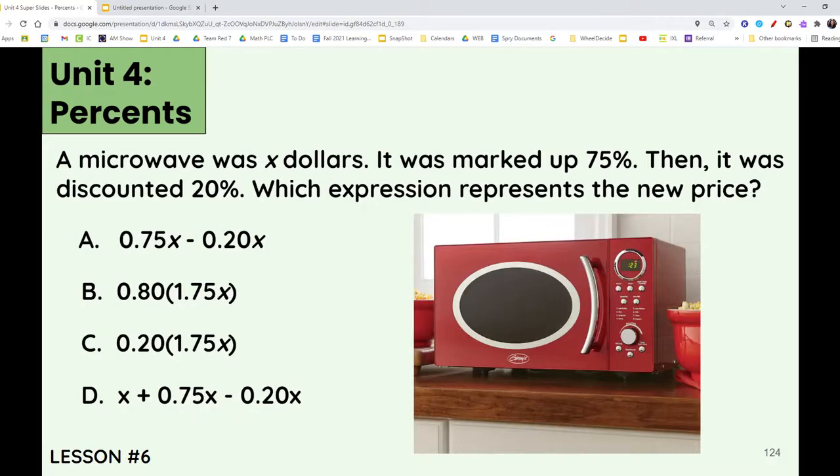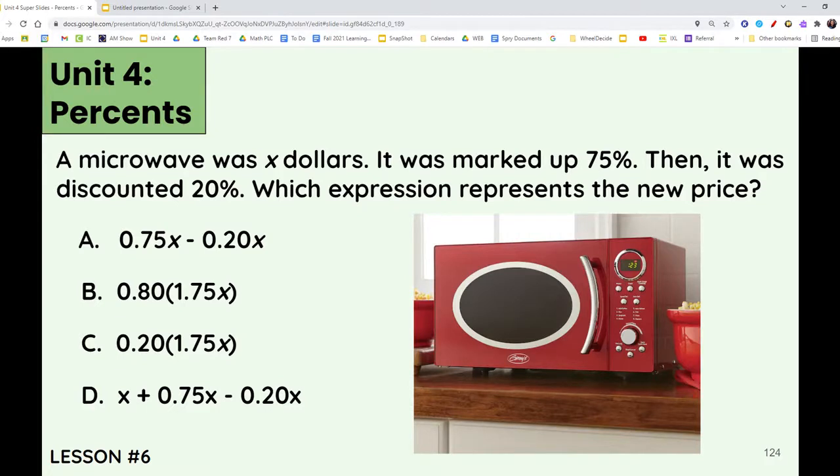A microwave was X dollars. It was marked up 75%. Then it was discounted 20%. Which expression represents the new price? All right, so it should look like the ones that we did on the slides before. If it was marked up 75%, then in the parentheses, we should see it being multiplied by 1.75. Then if it was discounted 20%, then outside of the parentheses, we should see it be multiplied by 80%.